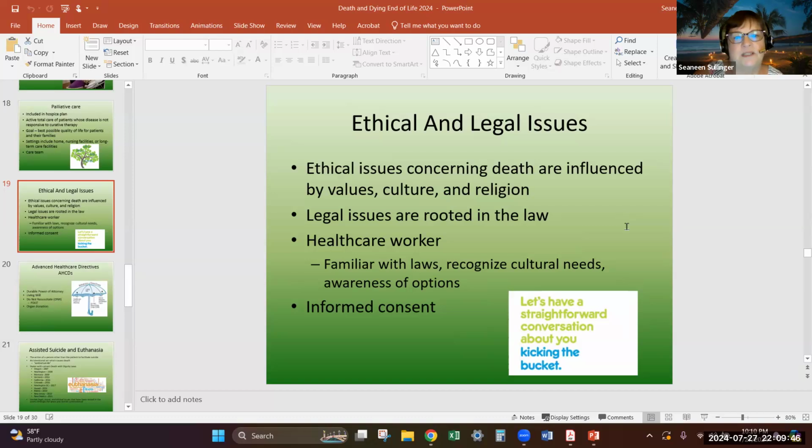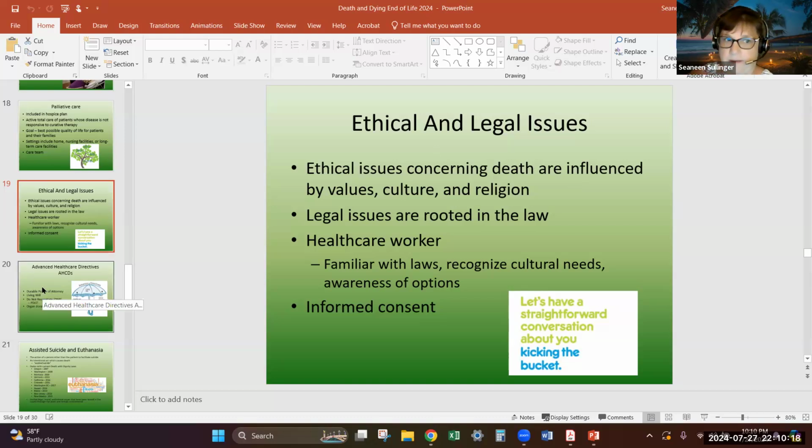So legal issues are rooted in the law. If you talk about euthanasia or physician-assisted suicide, which will come in the next slide or two, what are the laws in different states to do that? And then what are the cultural responsibilities, cultural needs? Is there informed consent? Withdrawing life support, that's an ethical issue. Who makes that decision? Have they made someone the healthcare proxy to make that decision?